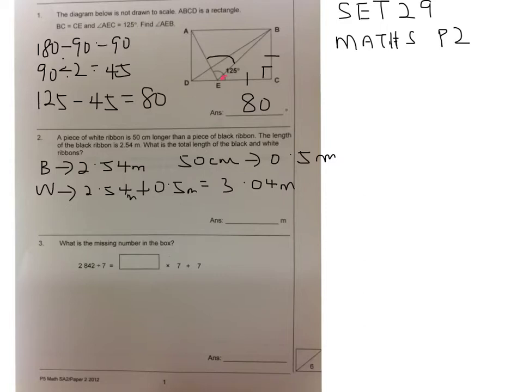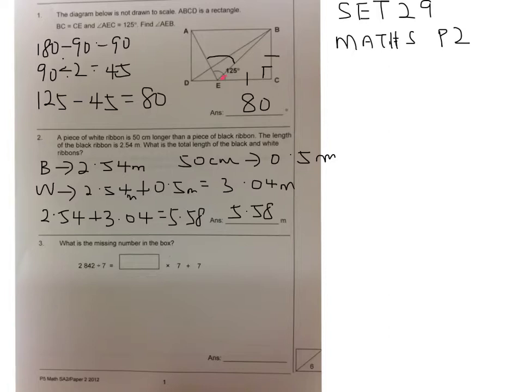What is the total length? So that will be 2.54 plus 3.04. That will give us 5.58. So my answer is 5.58 meters. Alright, question 3. What is the missing number in the box?